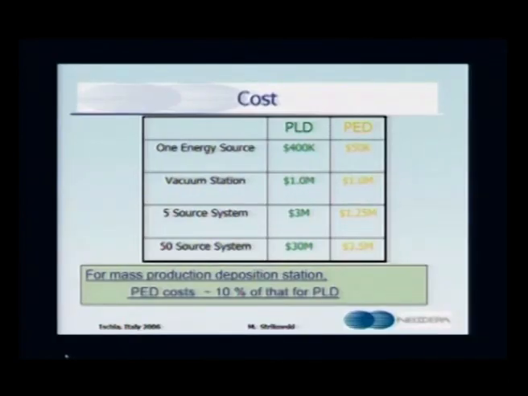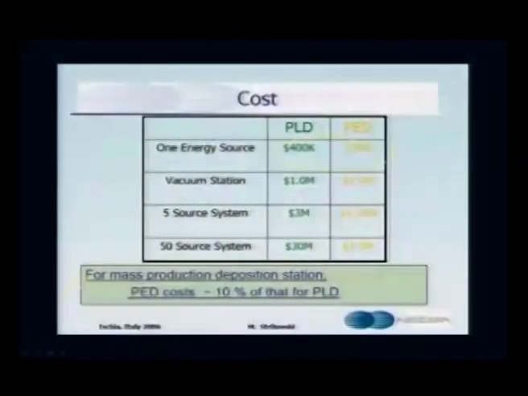Now to get a quick look at the cost effectiveness between PLD and PED, before you look at the examples of how the PLD and PED grown films look like, you can clearly see they stand out, because it is almost 1/8 of the cost that is required. So if you are looking for one energy source of a PLD, you may have to shell out nearly $400K US dollars, whereas PED is just 50K. So therefore you can actually get more than 6 PED chambers for installing one PLD chamber. So cost wise it is very effective, and therefore it is very useful for mass production and deposition station. So PED costs just 10% that of PLD.